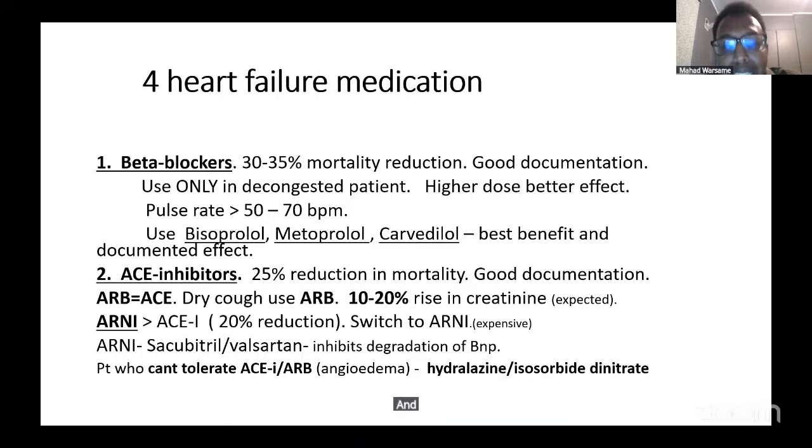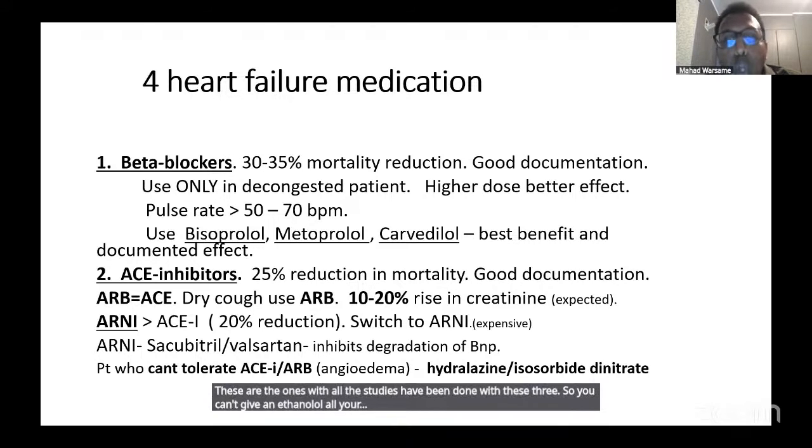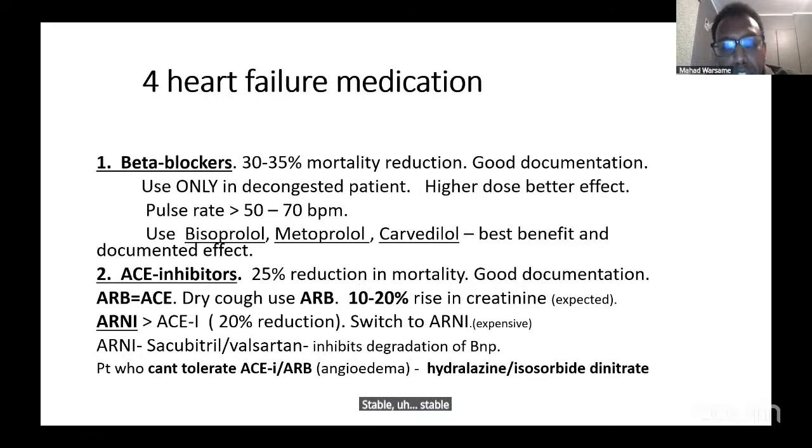And when you want to give beta blockers, use these 3: use bisoprolol, use metoprolol. Why? Because all the studies have been done with these 3. So you can't give atenolol or propranolol. No, there was no study done on those. So these 3, if you want to give beta blockers to your patient in a stable situation, give these 3.